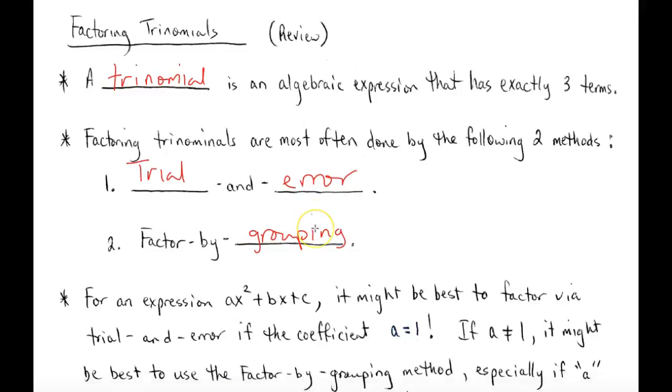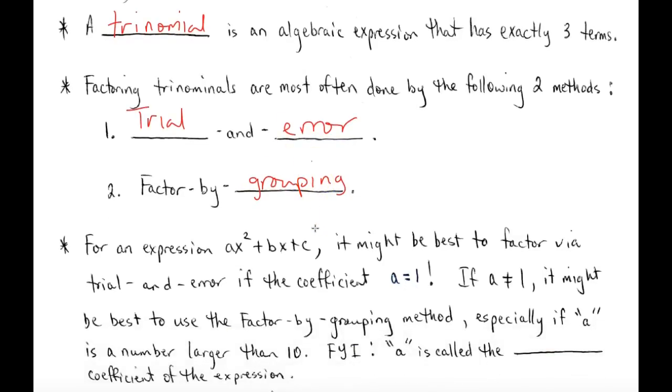For an expression ax squared plus bx plus c, it might be best to factor via trial and error if the coefficient a is equal to 1. In other words, if we have something that looks like x squared plus bx plus c. An example of what you may get as a trinomial type of expression will be something like this, okay?